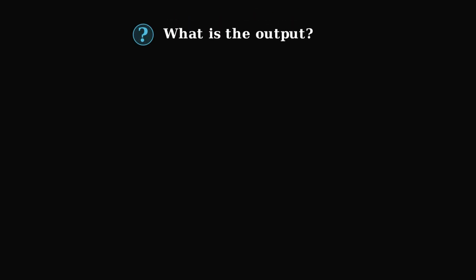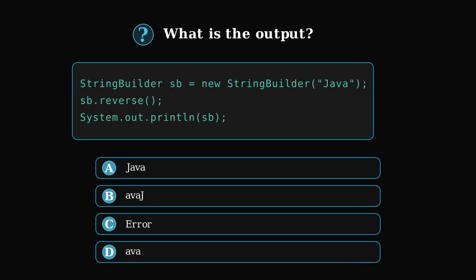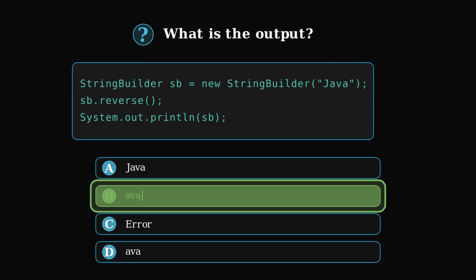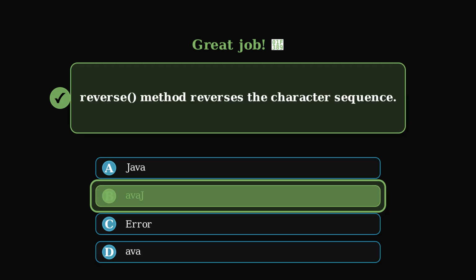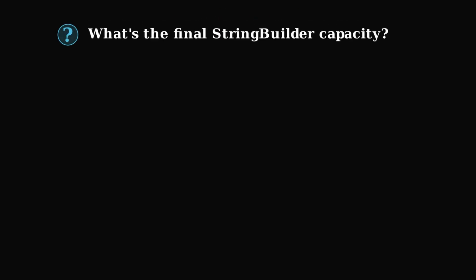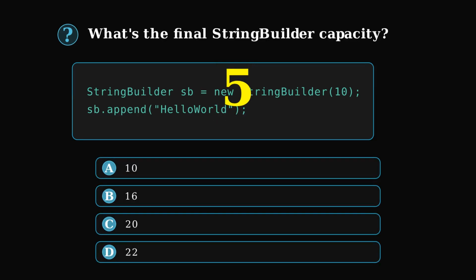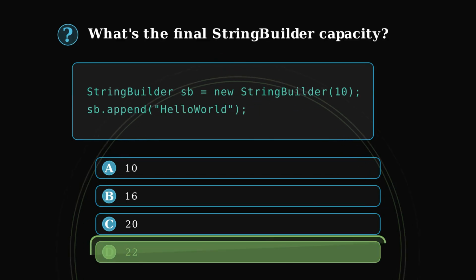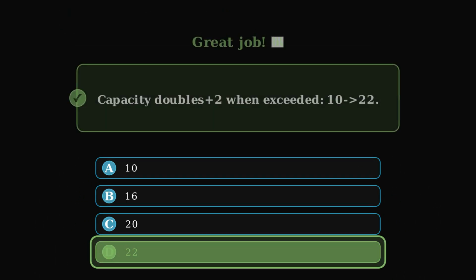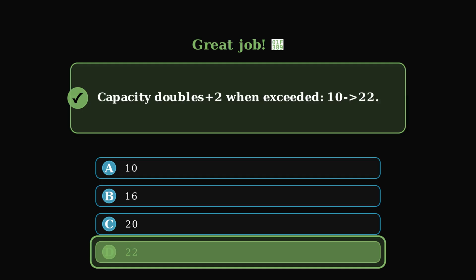What is the output? Which one is correct? The correct answer is reverse. Method reverses the character sequence. What's the final string builder capacity? Which one is correct? The correct answer is capacity doubles plus 2 when exceeded. 10 greater than 22.